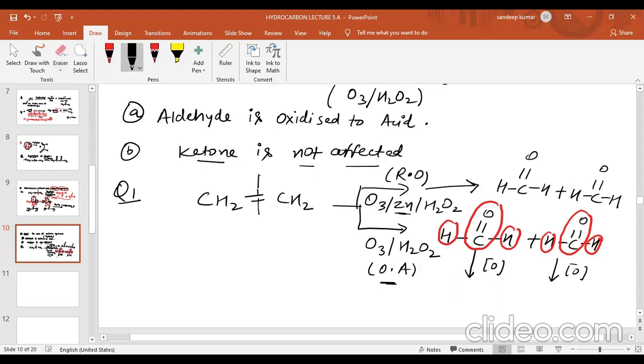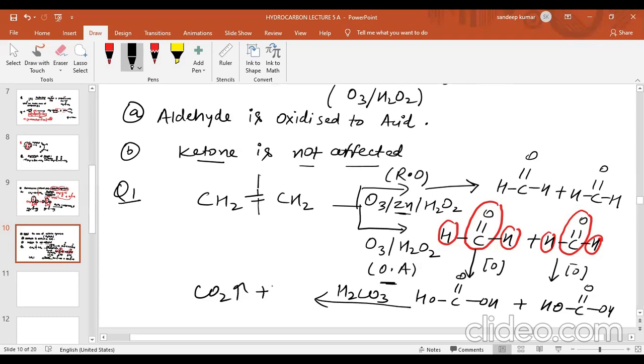So this will oxidize into OH group. OH, C double bond O, OH. So this is also the same product, OH, C double bond O, OH. Now, as we know, this compound is carbonic acid, H2CO3. So CO2 gas will be evolved. So this is the product obtained. So we can easily differentiate the oxidative ozonolysis and reductive ozonolysis.